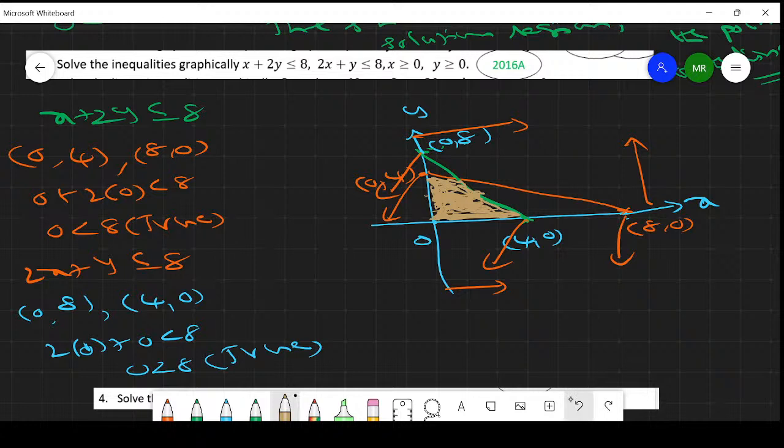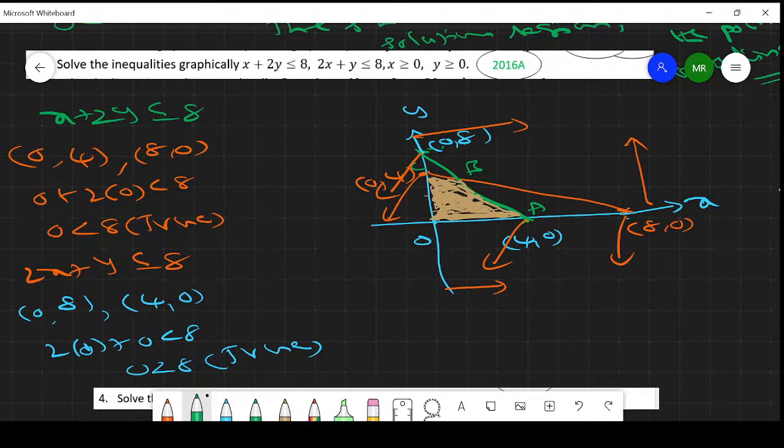The green line, you can observe that. This is the shaded region between this green line and that line. Some points are taken, O, A, B, C. The shaded region OAB is the solution region.